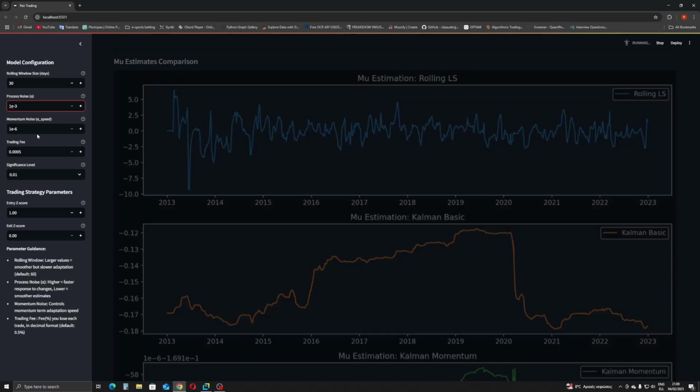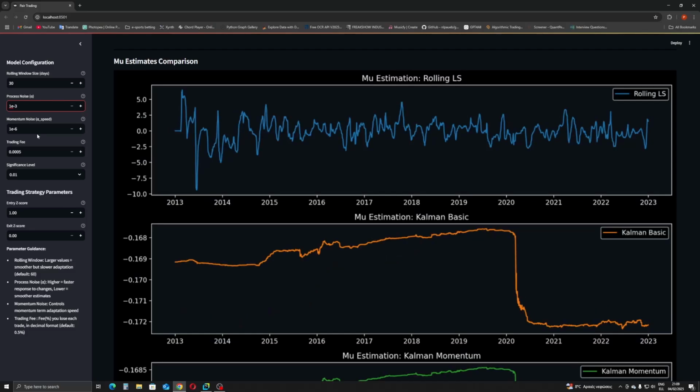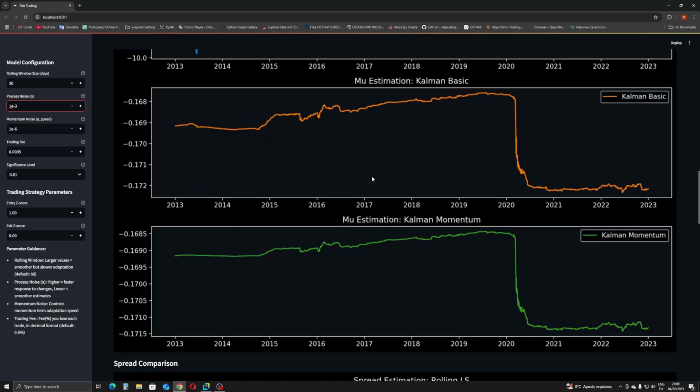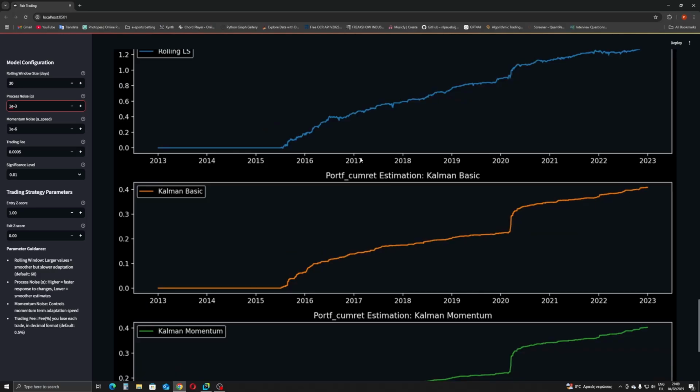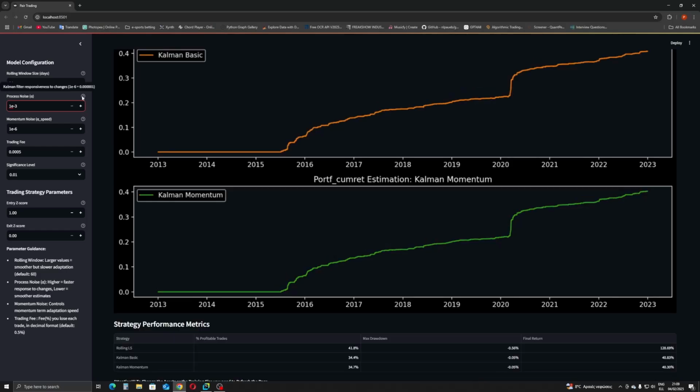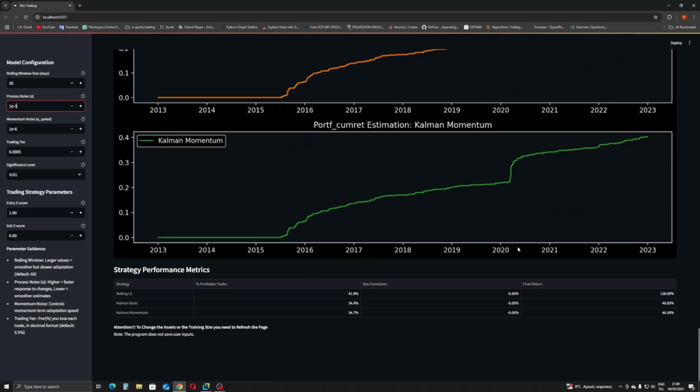Now, Kalman momentum basically, instead of having only mu and gamma, it takes into account the rate of change of gamma. So therefore, momentum. And we see how the models perform with our process noise being 0.003. Yeah, it's not good. So the 6 was better. So you can play around.